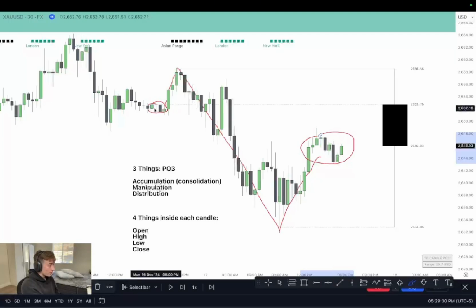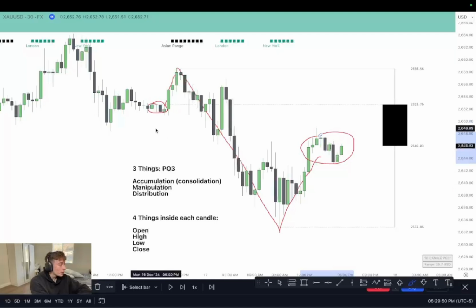So on the lower time frame, this market right here isn't going anywhere, right? 30-minute candle, 30-minute candle, 30-minute candle, 30-minute candle, 30-minute candle. So that's 1 hour, 2 hours, 3 hours, 4 hours where it didn't really do anything. That's consolidation, right? So from the open, we start consolidating. That's the first step, accumulation.